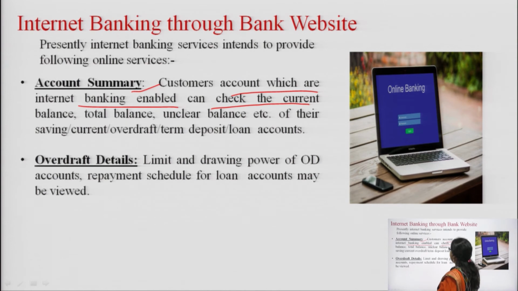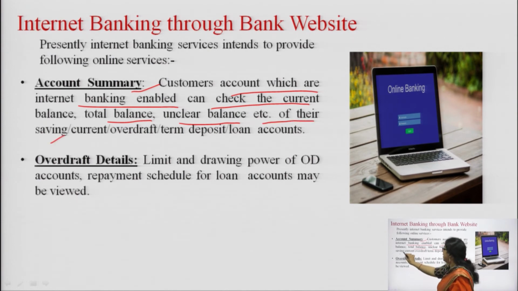So you can check the current balance, total balance, and unclear balance. Unclear means you have paid somebody, but the payment has not yet gone through. So you are checking the unclear balances also. Maybe somebody has deposited an amount in your account, but you have not received it yet. You can get this information from the account summary.